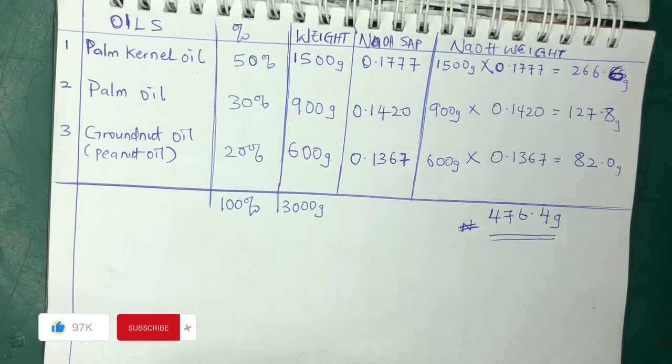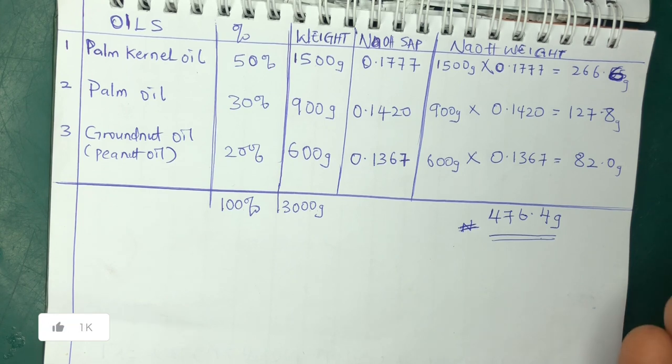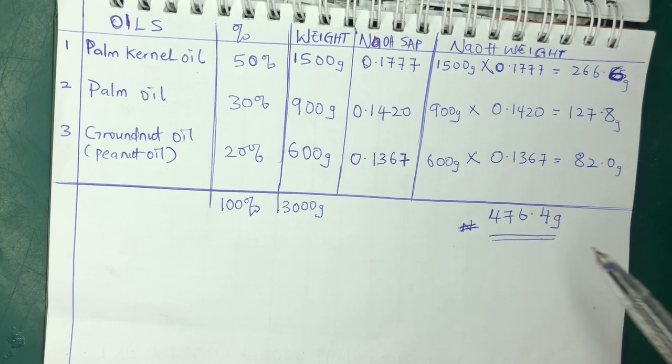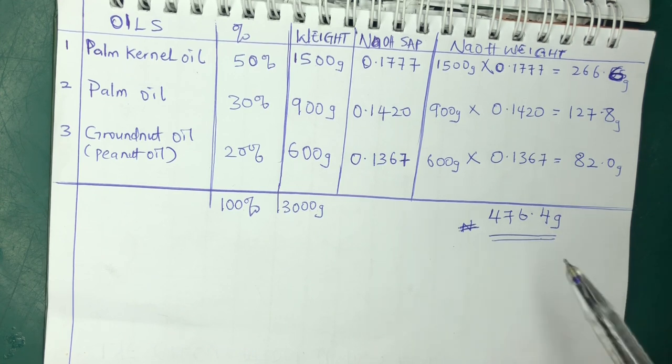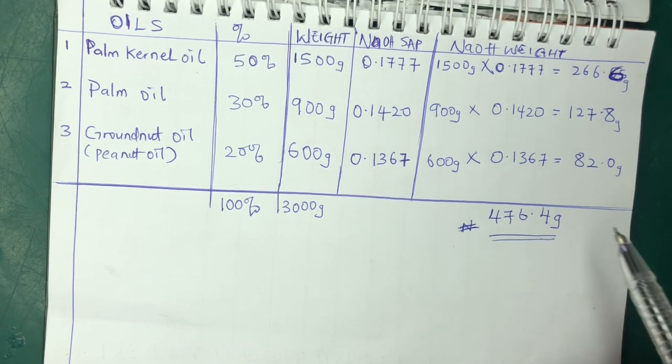If you have any question, you can drop it in the comment section for me. For the next video, which is part two of this video, I will show you how to calculate the water you will need to dilute this particular weight of caustic soda in order to prepare your lye solution.